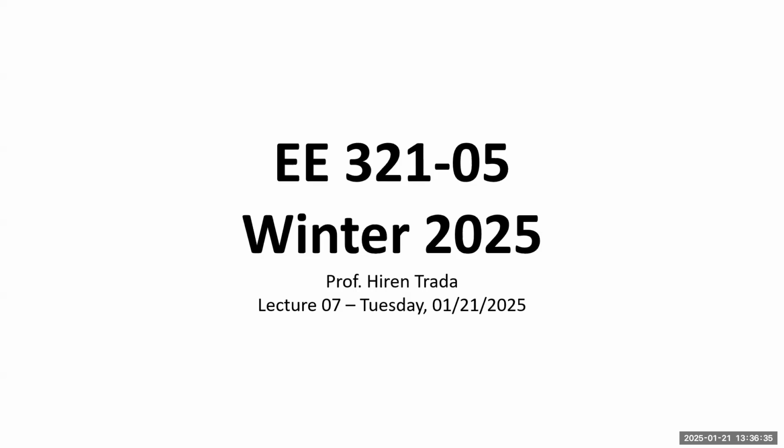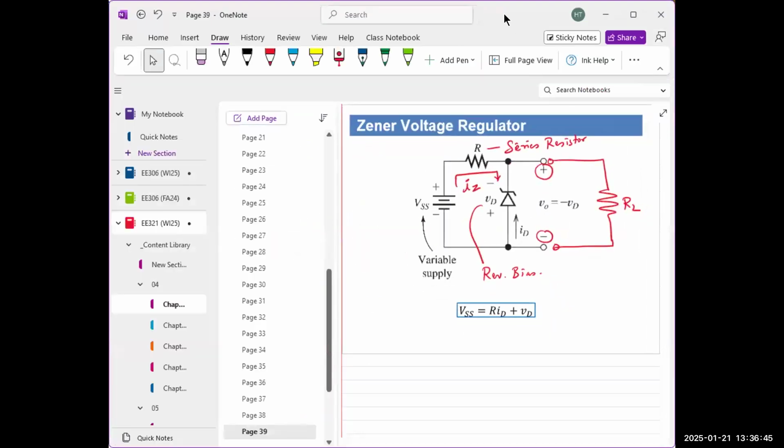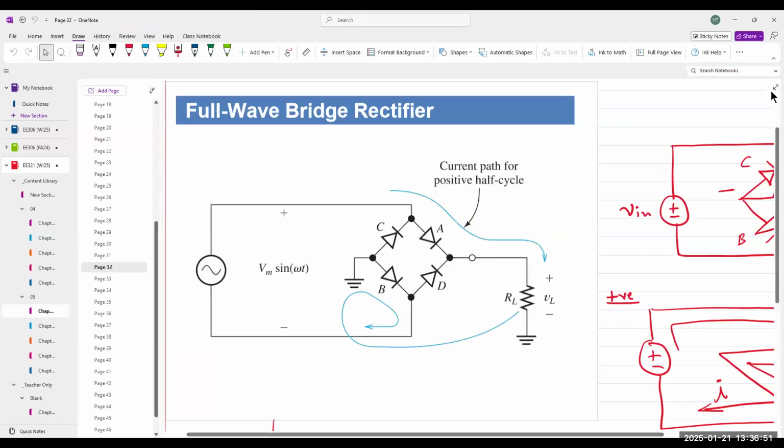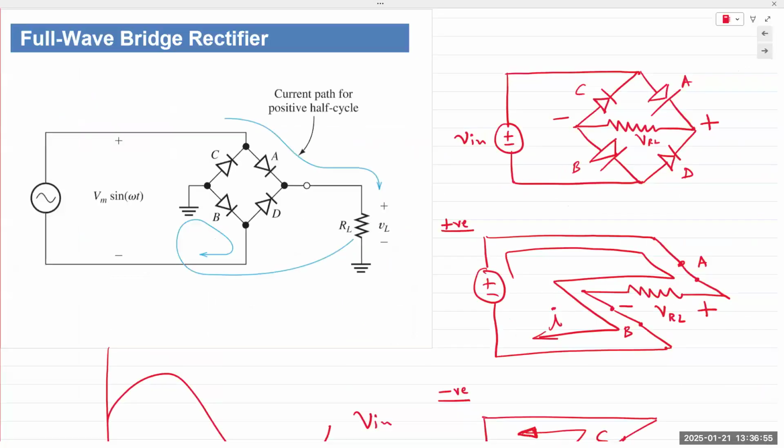Okay. Let's see. Share in OneNote. Chapter 5, I believe we stopped right here. Wave bridge rectifier.